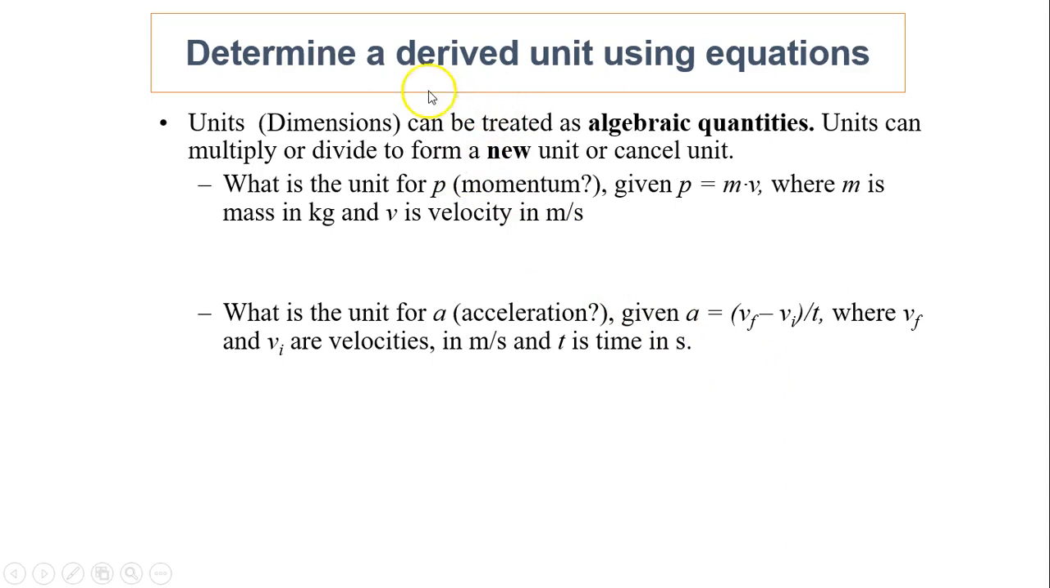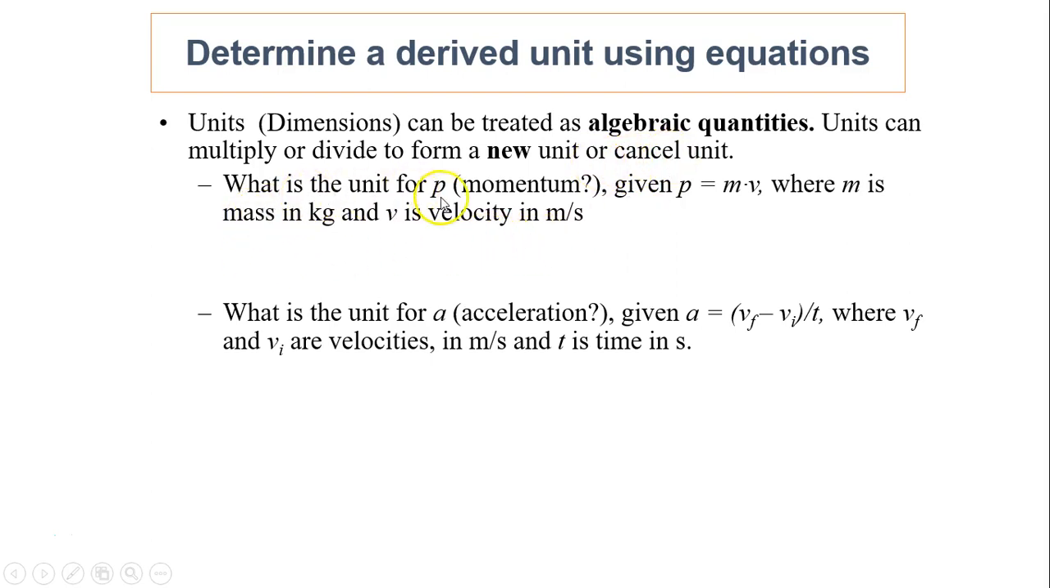We can determine a unit using equations. What does that mean? If you are given an equation, we can determine the unit of P. So that's units. Sometimes units like meters, kilograms, or time, seconds can be treated as algebraic quantities. That means they can be treated as numbers. Those units, sometimes we call those dimensions. Units can multiply or divide to form a new unit, or they can simply cancel out.